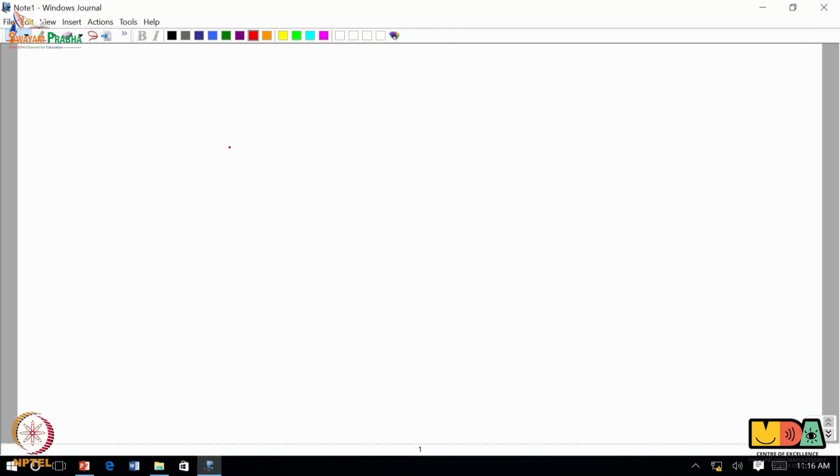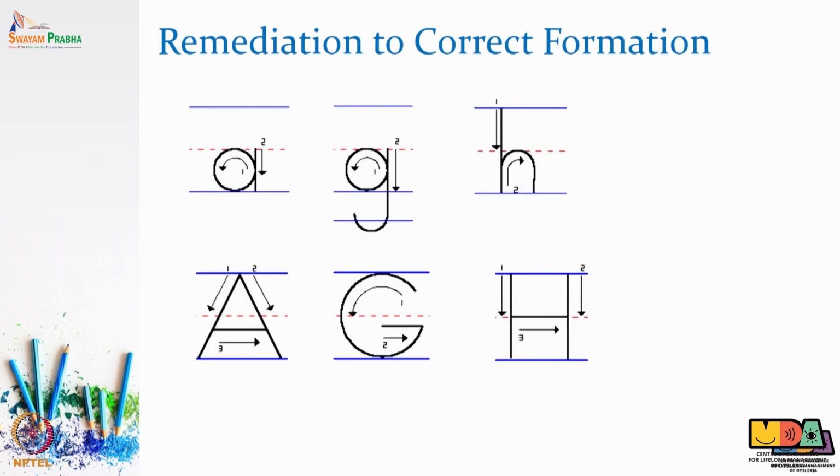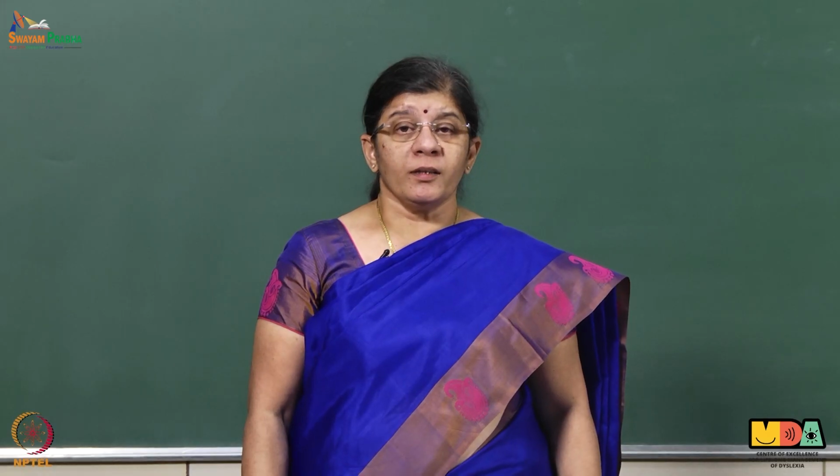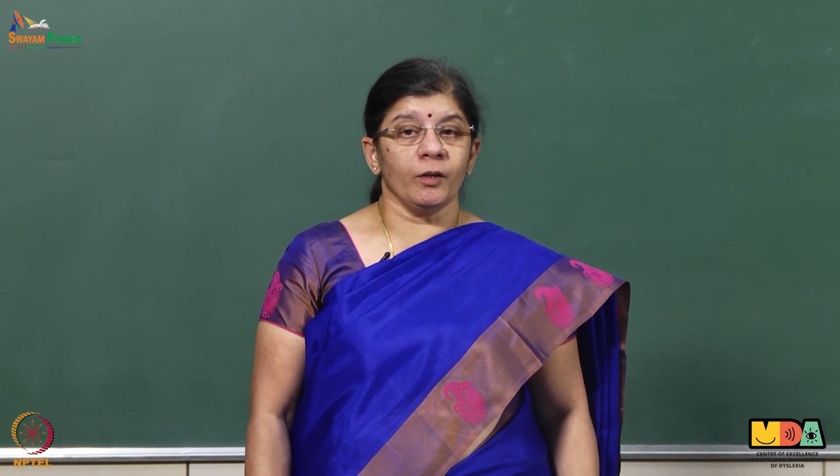Now, let us see the common mistakes children make while writing 8. Now, I am going to tell you how the correct 8 has to be written. Start from the top, come down and make an S and complete the S. This is the correct formation of 8. Now, take a look at this slide. The arrow shows the correct direction in which the writing tool has to move. These samples are available in the internet and it will help you to guide the child to write better.